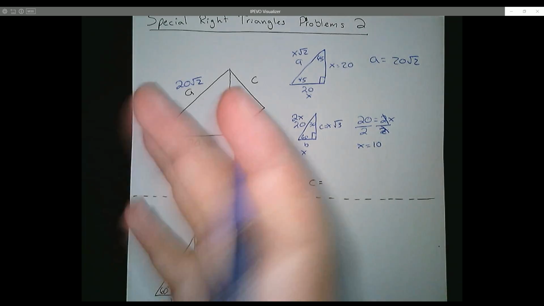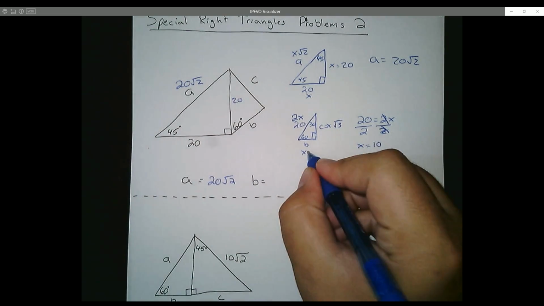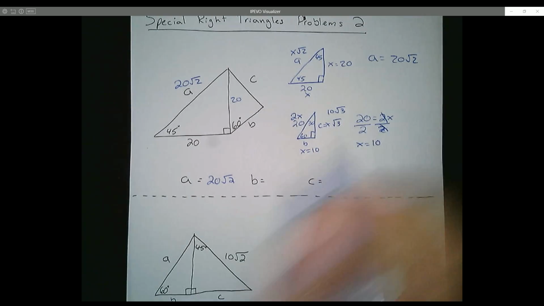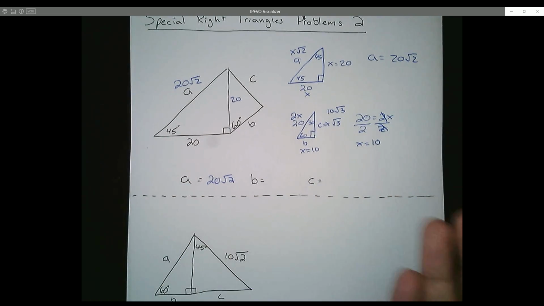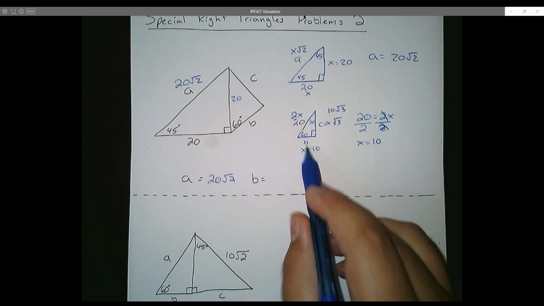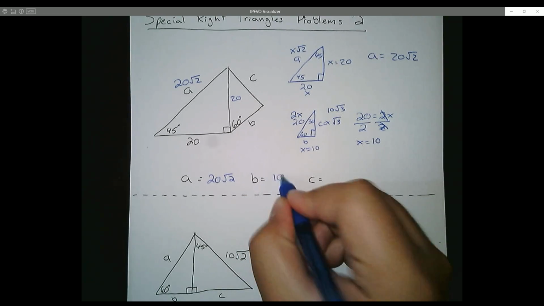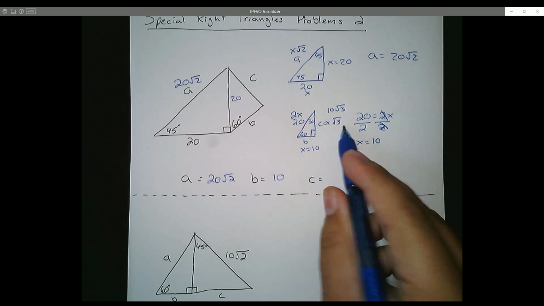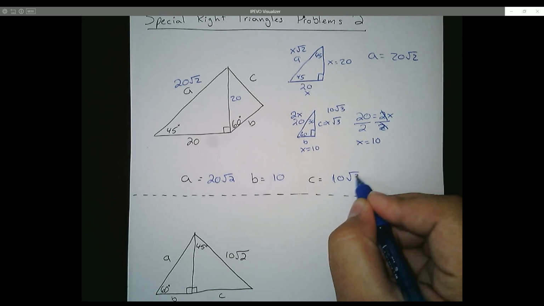So we can now plug this into those equations. We know x is equal to 10, and the other side is x square root of 3, or 10 square roots of 3. So those are the values I need. B is equal to x, which is 10. C is equal to x square roots of 3, so 10 square roots of 3.